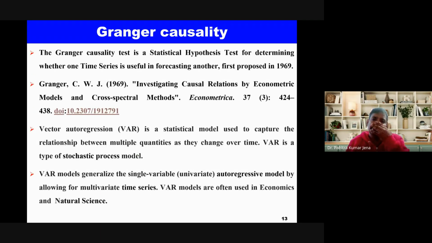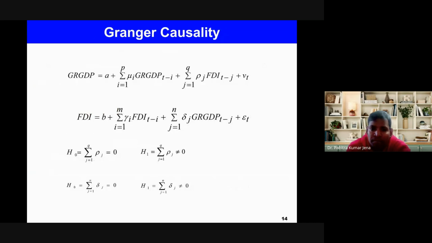So the Granger causality test is a statistical hypothesis test, which was given by C.W. Granger in 1969. It is the famous article Investigating Causal Relations by Econometric Models and Cross-Spectral Methods, which was published in Econometrica in 1969, volume 37, issue 3. This is path-breaking research he has done, where he shows this is the model. Okay.